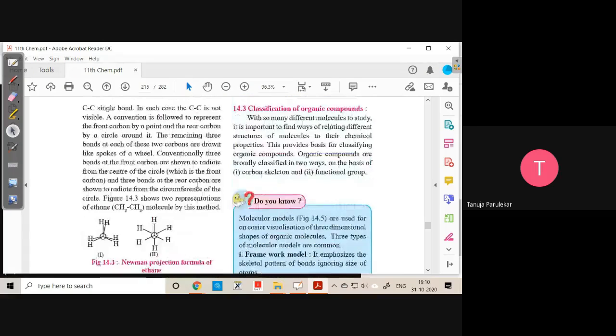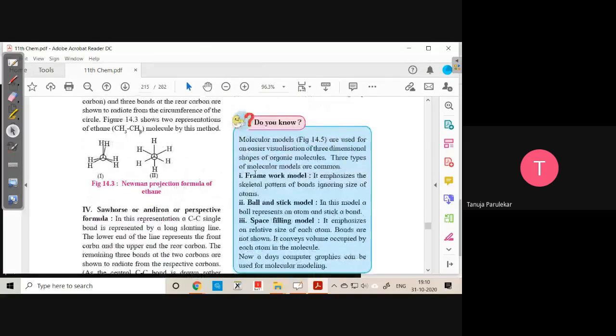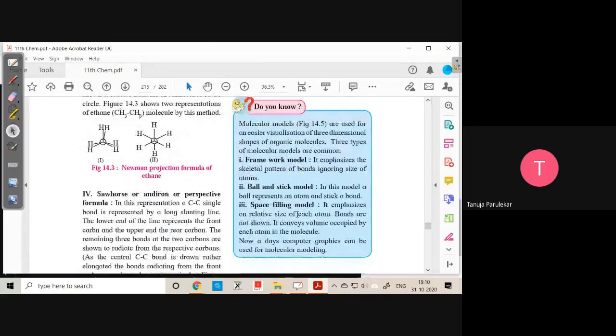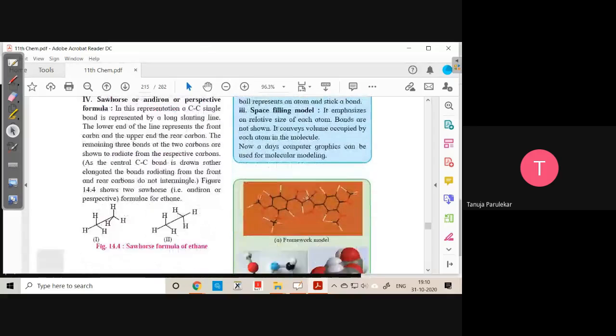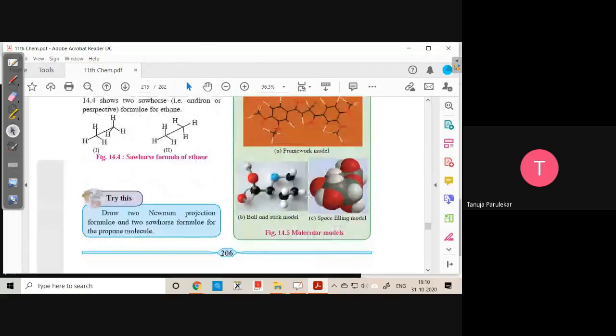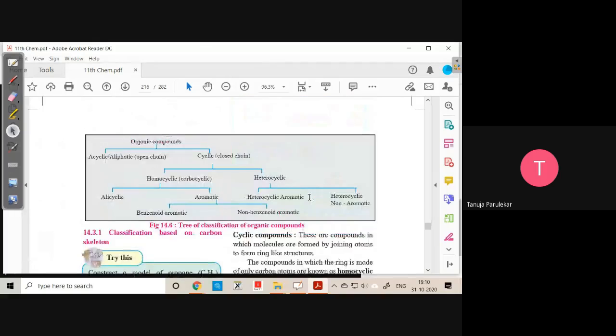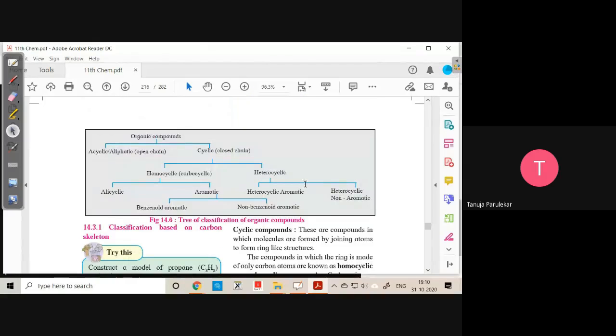Then we went on to see that you have different models: framework model, ball and stick model, and space filling model. So these are some models by which you can represent. Then we came to classification of organic compounds. You remember organic compounds, they are acyclic. Acyclic means open chain, and then you have cyclic. Last time, cyclic were further classified into homocyclic and heterocyclic.